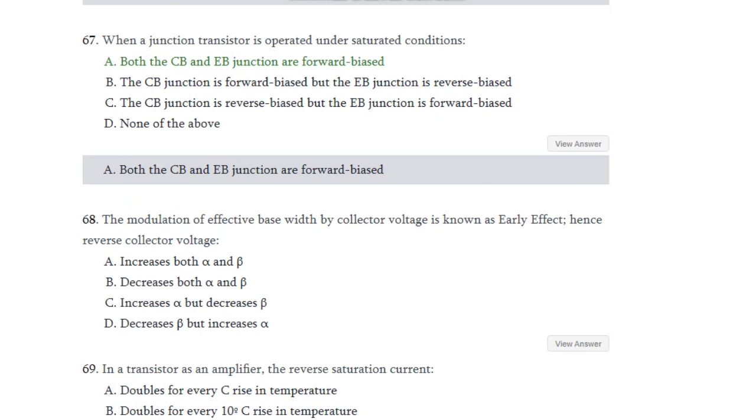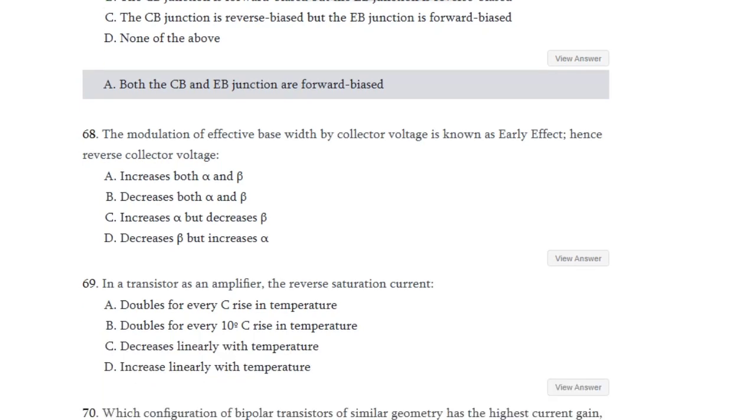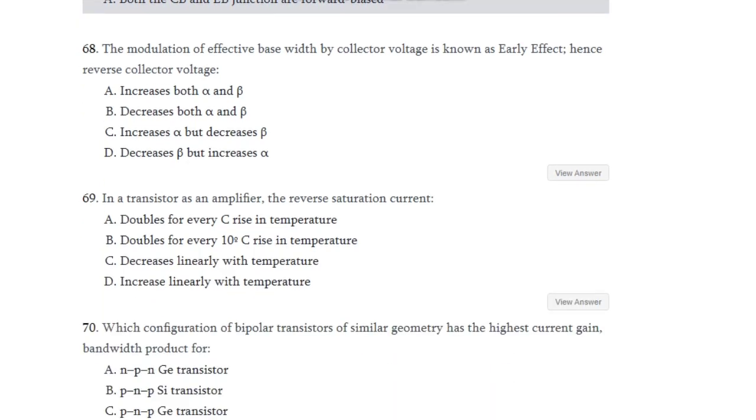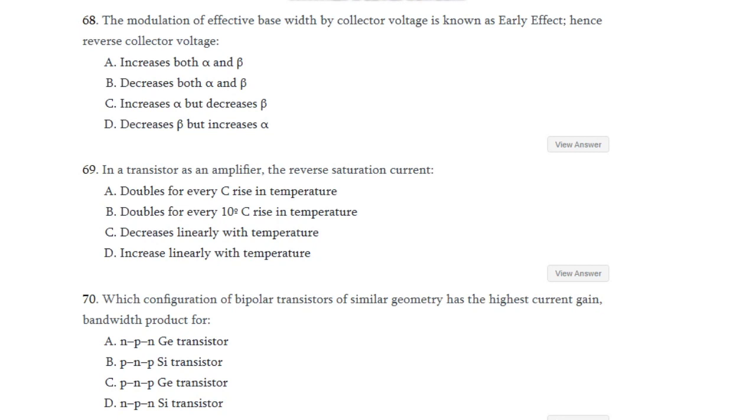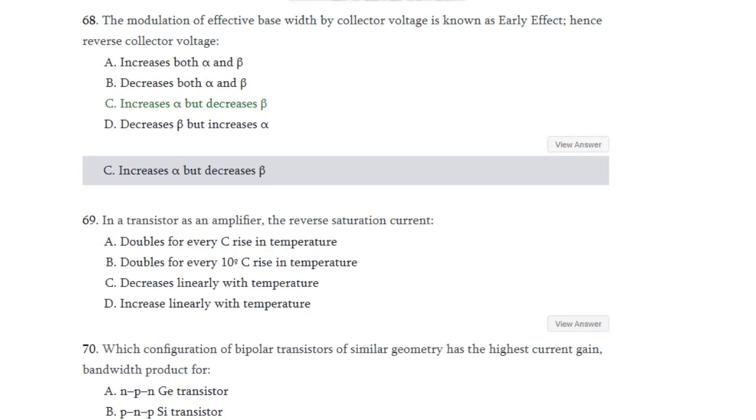Question number 68: the modulation of effective base width by collector voltage is known as early effect. Hence, reverse collector voltage increases both alpha and beta, decreases both alpha and beta, increases alpha but decreases beta, or decreases beta but increases alpha. And the answer is C, that is increases alpha but decreases beta.